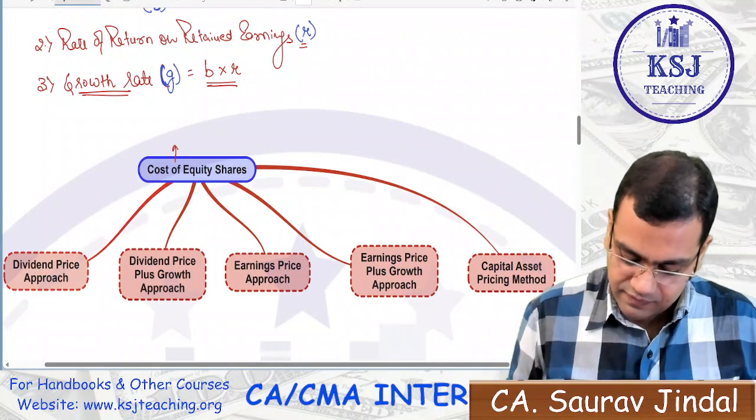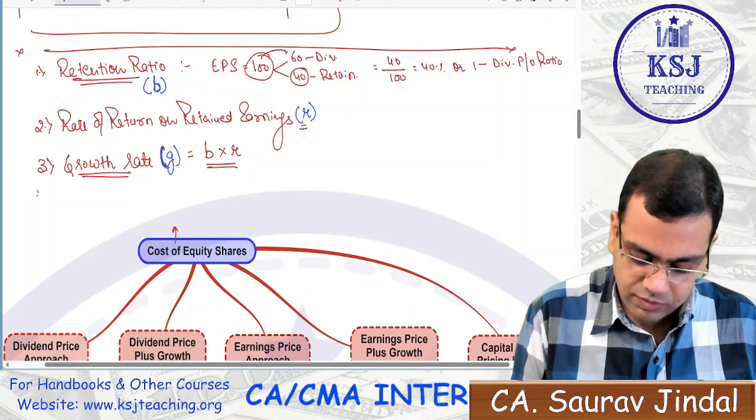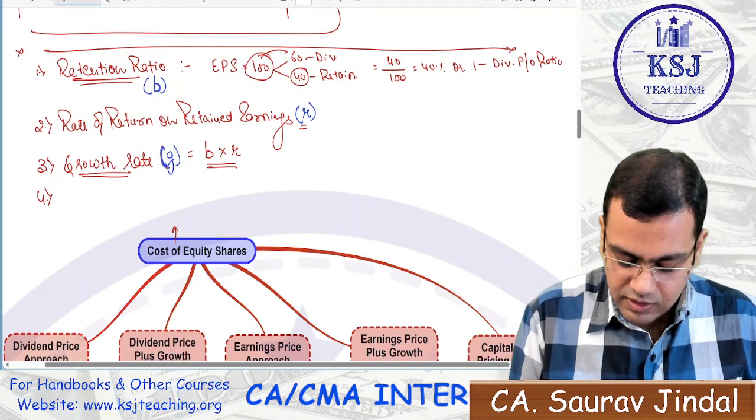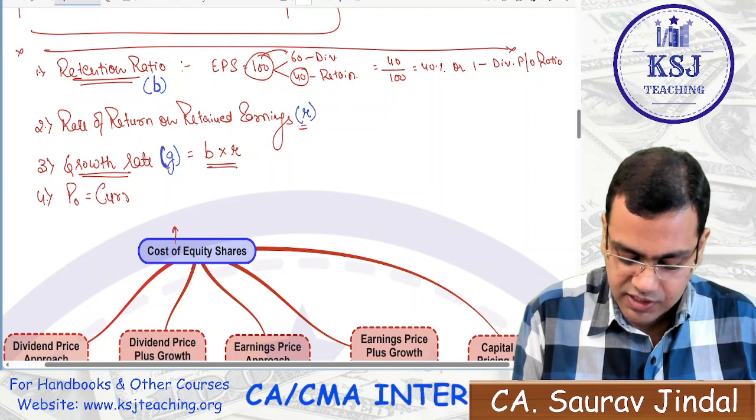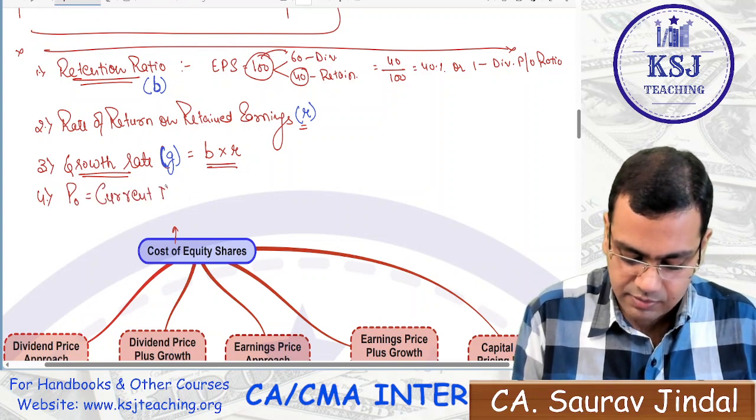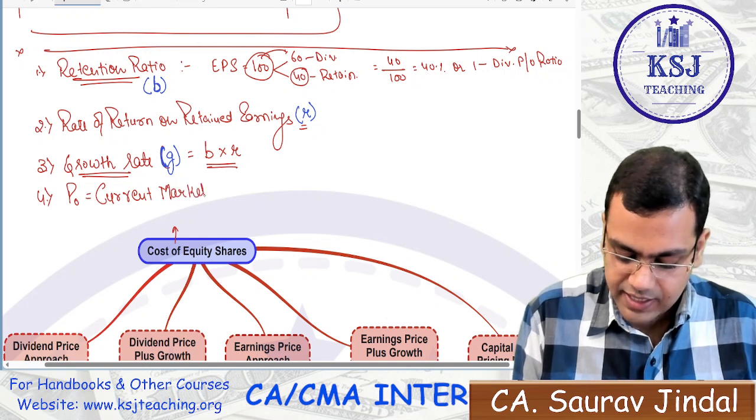Another thing, sir. Before moving on, we'll talk about P naught. P naught is the current market price of share. I'll give you certain terminologies beforehand, right? Current market price of share.